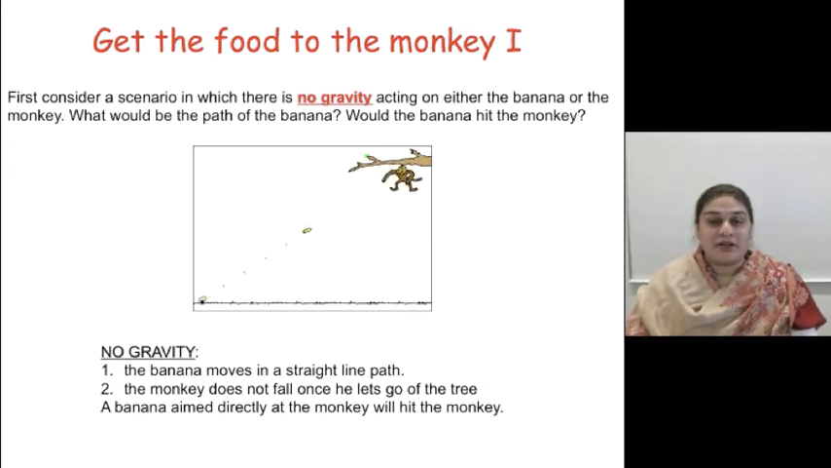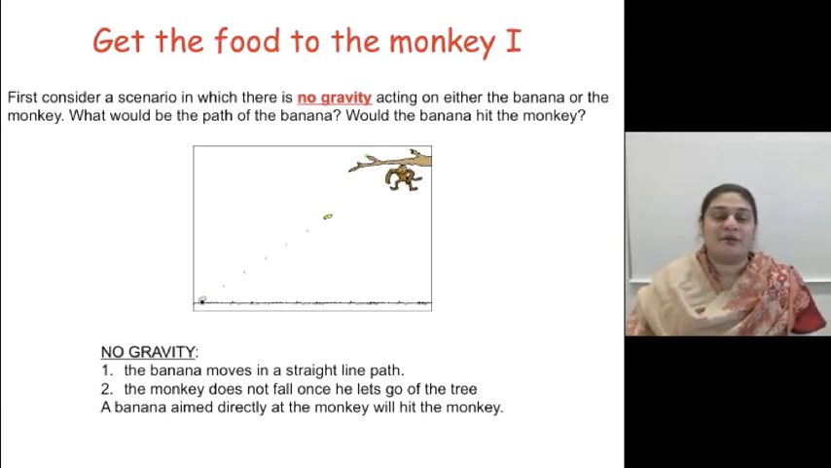So in the first scenario, let us consider there is no acceleration due to gravity. There's no force of gravity. And when the monkey lets go of the limb, he doesn't fall. The projectile, which is a banana shot forward, just gets to the monkey straight away.